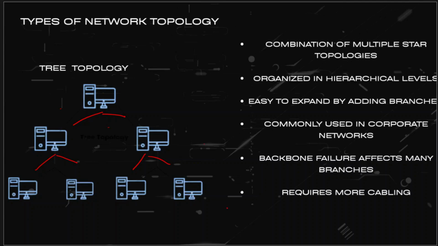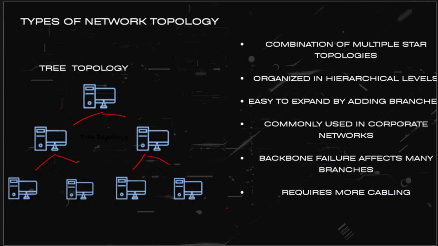In the library we will be having some computers, and the computer science and science departments will be having them too. Each and every department will be having a lab. So the individual computer labs are inside those buildings. So it is a combination of multiple star topologies organized in a hierarchical manner. It is easy to expand by adding branches, and commonly used in corporate networks. Backbone failure affects many branches.